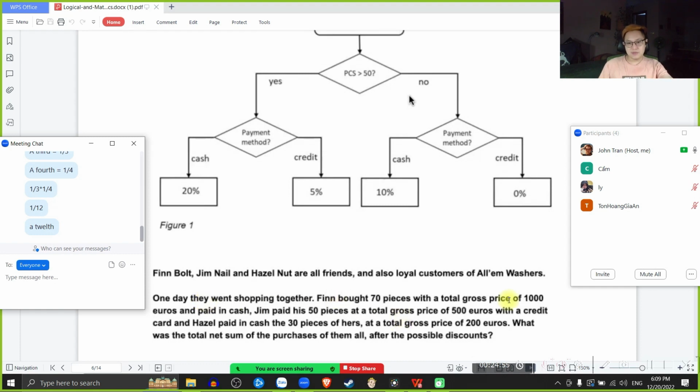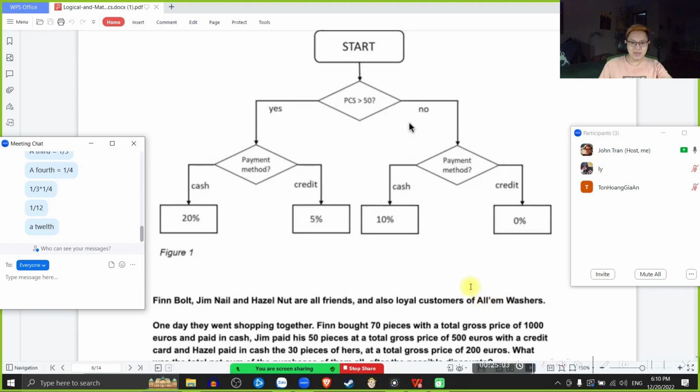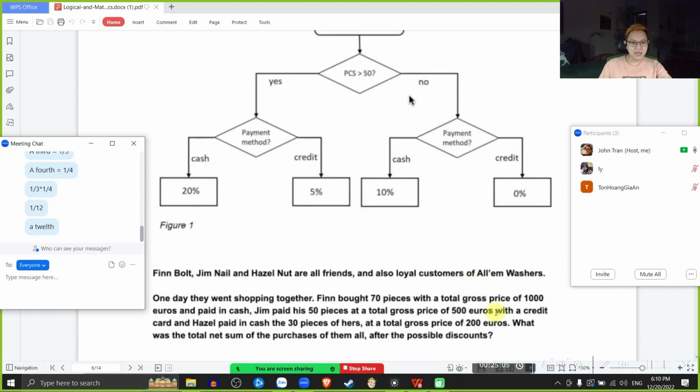Finn bought 70 pieces for a total gross price of 1,000 euro and paid in cash. Finn thì mua 70 đồ vật với cái tổng giá là 1.000 euro. Cái gross price là chưa tính giảm nha. Gross price here means it's not discounted yet. And paid in cash, và ảnh trả bằng tiền mặt.